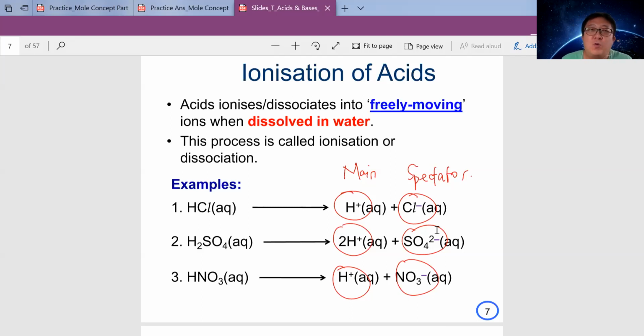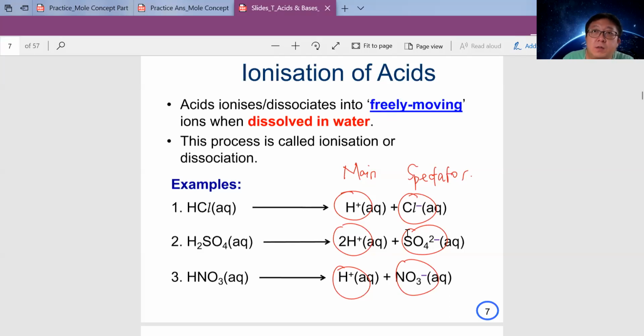Imagine you go for a sports day. All the runners are running around, but there is no spectator. How do you feel? Morale very low, right? So they have a job. They are there because when they combine back, they form back the acid. If you have the H plus present, that is the main ion responsible for acidity, but you still need spectator ions. They are not involved in the acidity of the solution.